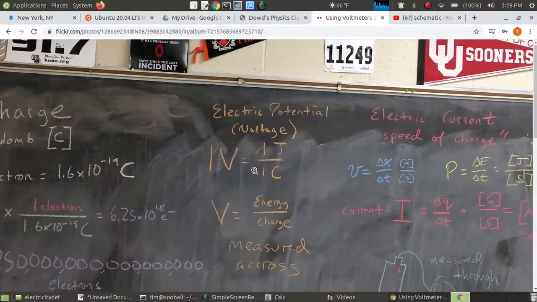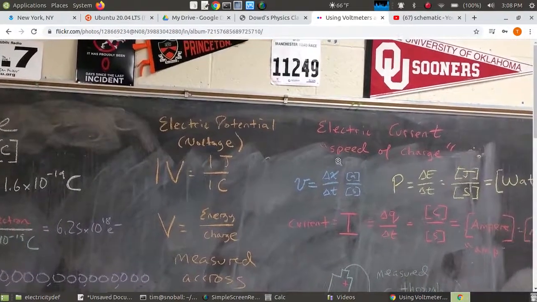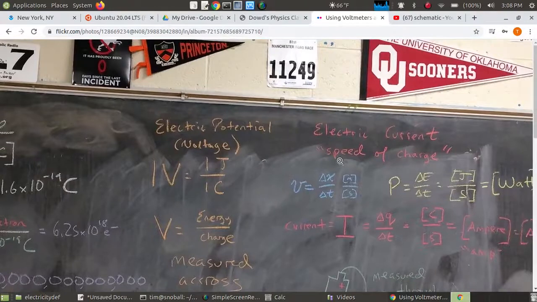Another thing that's going to be really important for us is something called electric current, which is called the speed of charge. So I think it would be good for us to look at the other rates that we've looked at so far in this class, and I think that will make electric current make more sense.